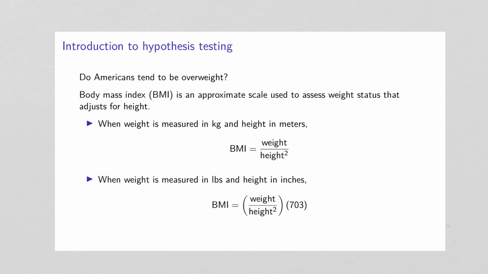So, hypothesis testing. Here we're going to just give you an introduction to it. The question is, do Americans tend to be overweight? For overweight and obesity, we measure with the BMI. It's an approximate scale used to assess weight status that adjusts for height. If somebody's very tall, then they're probably going to be heavier than if they were short. So this adjusts for that, and this is the formula for BMI.